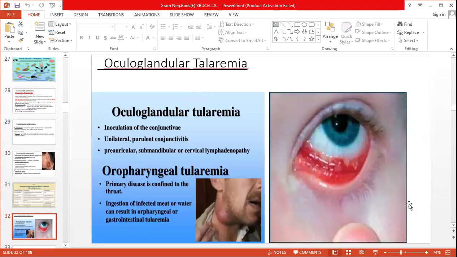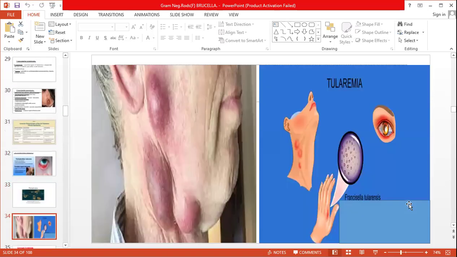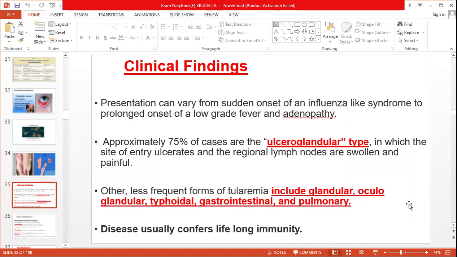This is oculoglandular tularemia and oropharyngeal tularemia. These are the infections of the disease caused by this bacterium. The clinical findings are as follows.